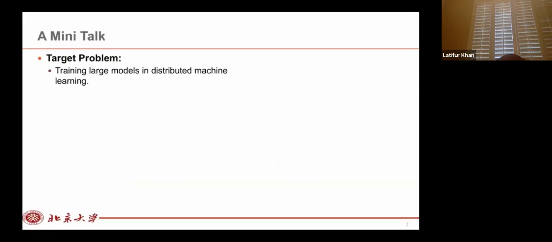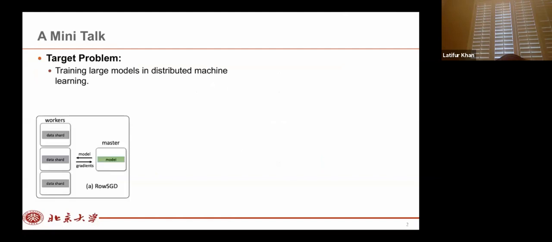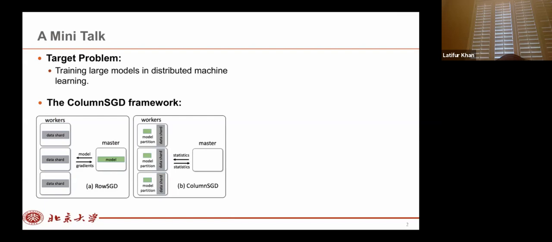In this work, we focus on training large models in distributed machine learning. As we know, when training large models, existing machine learning systems like PaToM and MixNet usually partition the training data by rows and store the model in the master node, like figure A. In which case, the workers and the master need to exchange gradients and models, which could lead to huge communication cost.